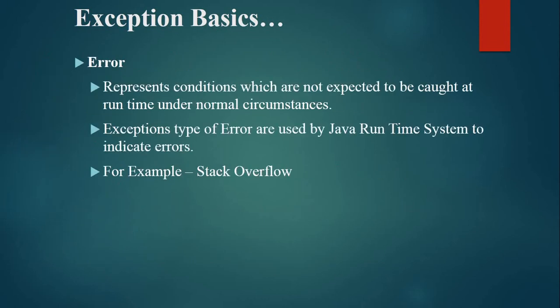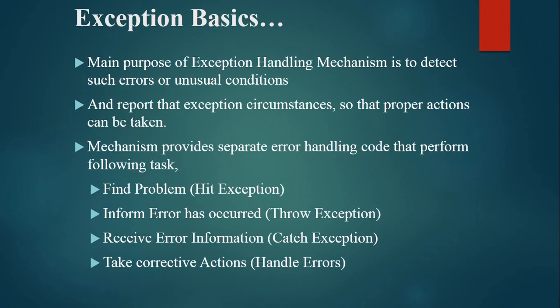The second subclass of Throwable is Error. It represents conditions which are not expected to be caught at runtime under normal circumstances. Exceptions of type Error are caused by the Java runtime system to indicate an error. For example, stack overflow. The main purpose of the exception handling mechanism is to detect such errors or unusual conditions and report these exceptional circumstances so that proper action can be taken.